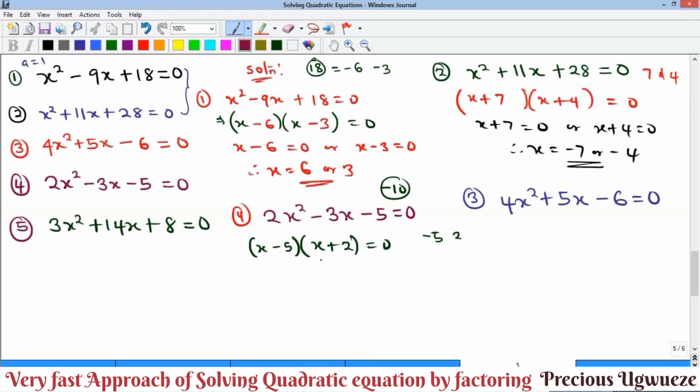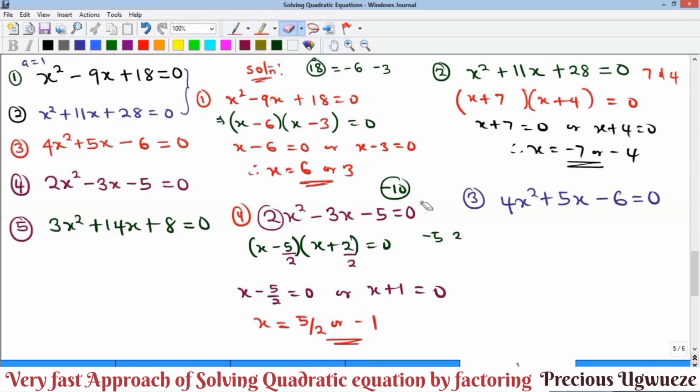So what are we going to do? We aren't going to leave this the way it is, because the coefficient is not 1. So pick the coefficient, which is 2, and use it to divide the numbers in this bracket. So I'm going to divide negative 5 by 2, and divide 2 by 2. That's going to give me x minus 5 over 2 equal to 0, or x plus, of course, 2 over 2 is equal to 1, and this equals 0. Therefore, if you now solve for x, our x is equal to positive 5 over 2 or negative 1. And that's our solution there.